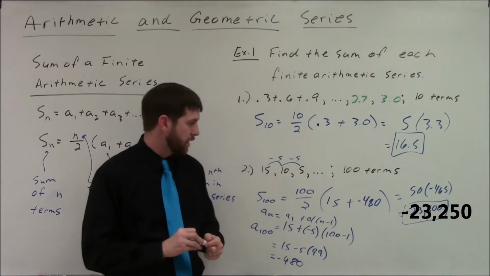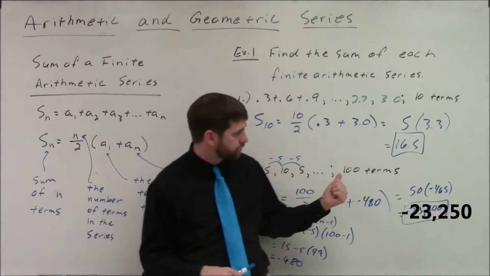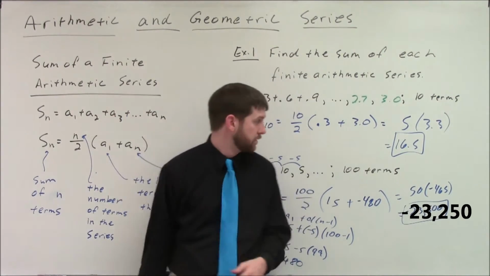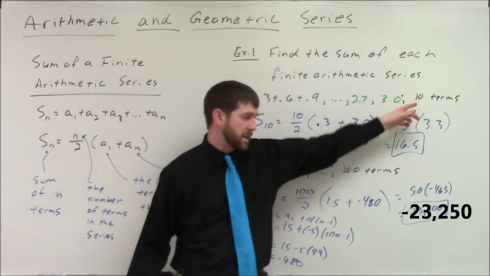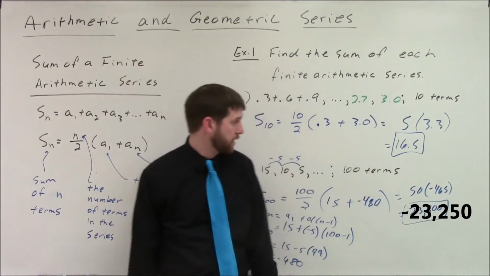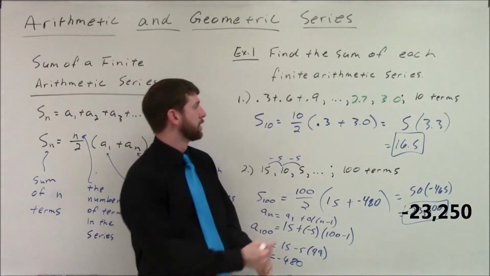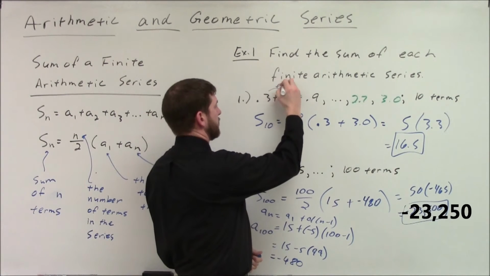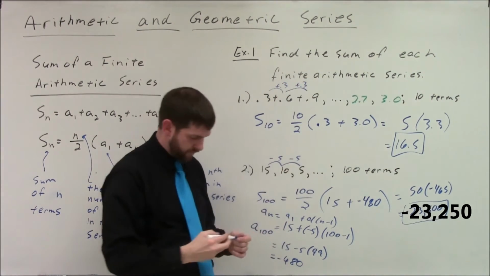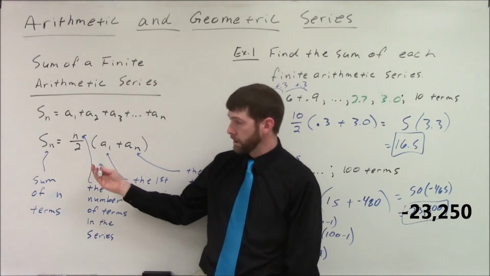arithmetic series. So it's really about recognizing that it's finite. It stops after 10 terms, stops after 100 terms, and that it's arithmetic. We are adding 0.3 each time, or we are subtracting 5 each time, and then you're just plugging in the numbers.